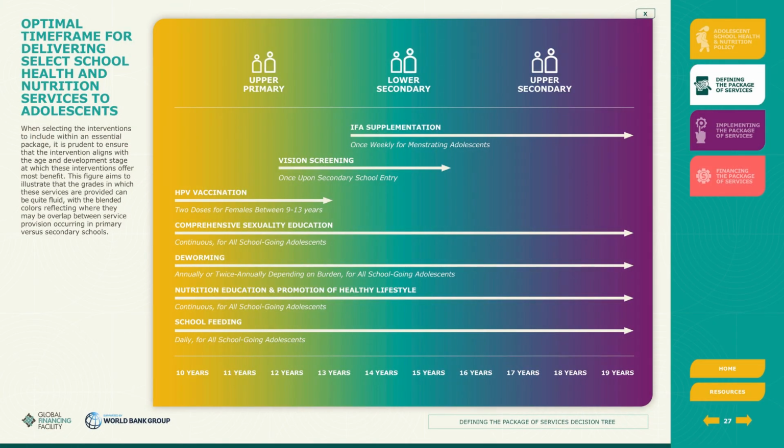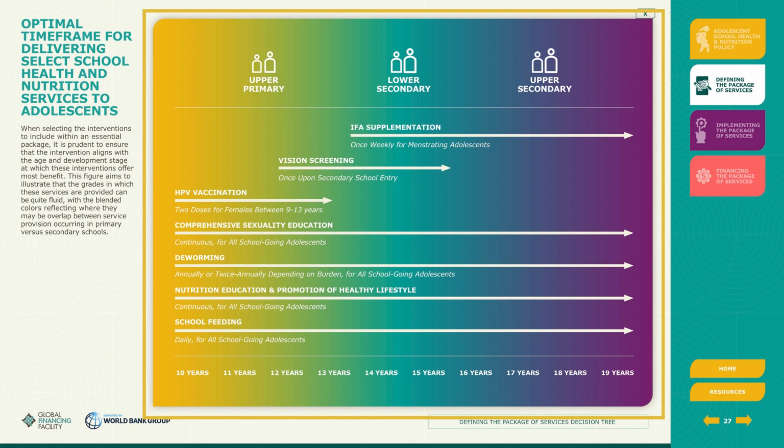This brings you to a graph which shows the optimal timeframe for delivering school health and nutrition services to adolescents. As shown, this figure aims to illustrate that the grades in which these services are provided can be quite fluid, with the blended colors reflecting where there may be overlap between service provision occurring in primary versus secondary schools.